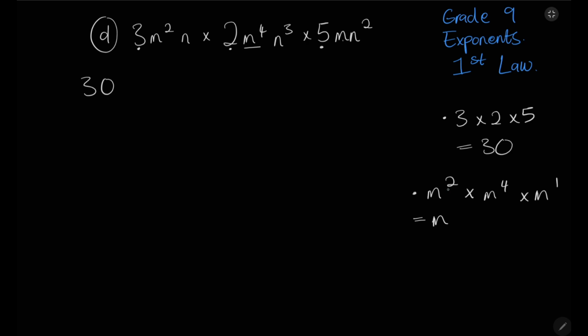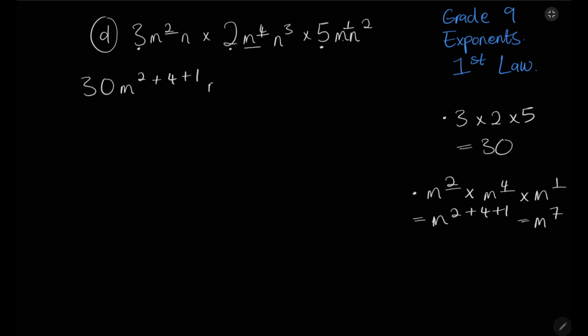What's left? We have to add our exponents. 2 plus 4 plus 1 is our exponent, which is m to the power 7. So we show this here. We'll say m, 2 plus 4 plus 1.